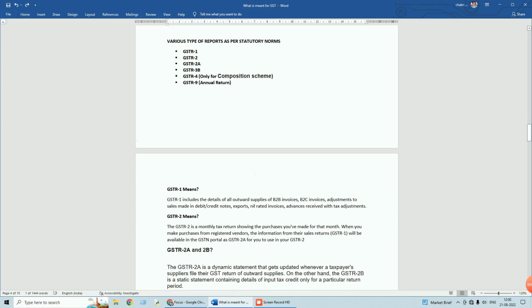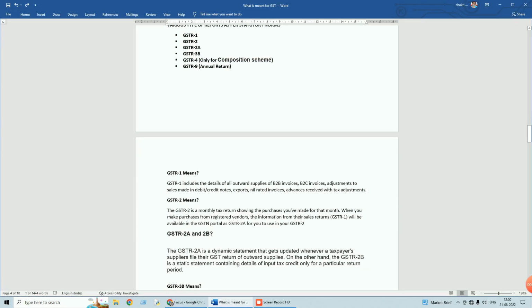If you talk about GSTR1, it depends purely on the sales part, and this is applicable for B2B and B2C invoices.